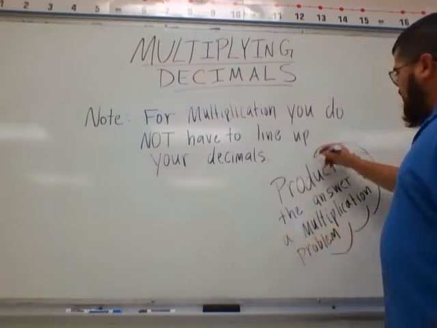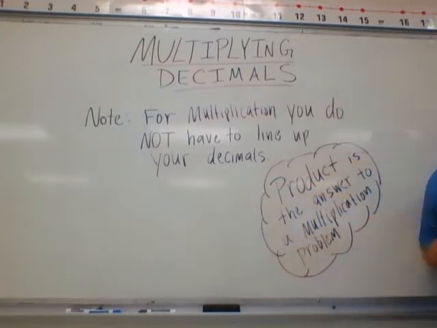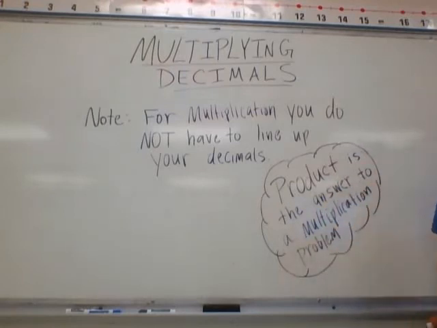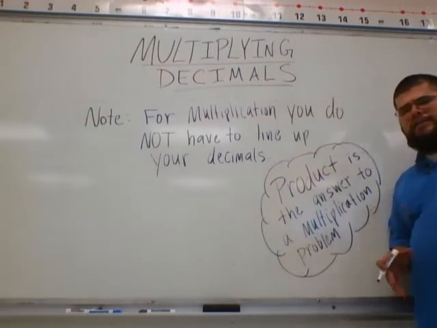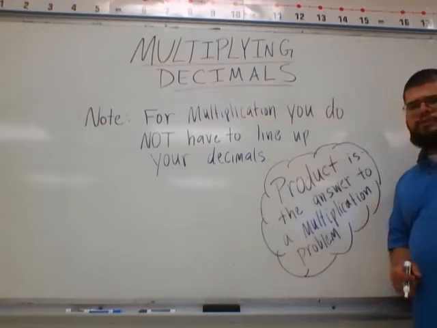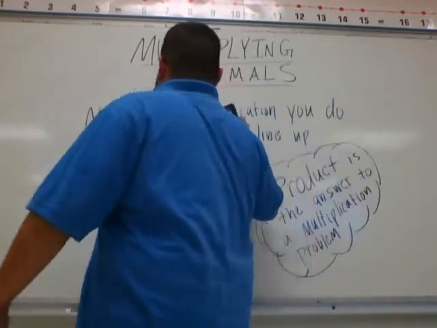I'm going to cloud it. You don't have to put the cloud if you don't want to. Just putting it on there, okay? So product is the answer to a multiplication problem. That's what we're going to be doing whenever we're multiplying out these decimals. We are going to be finding the product of two decimals. All right, I'm going to go ahead and erase this. We're going to start on our examples.